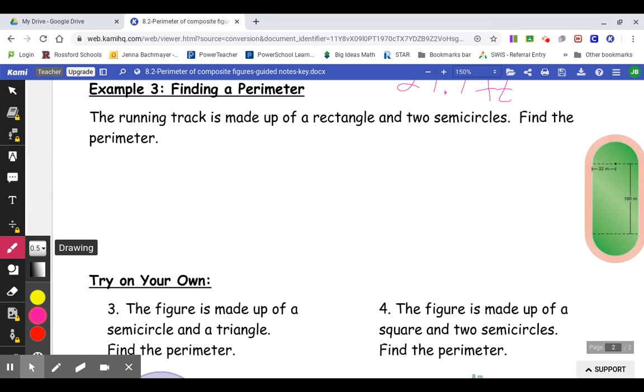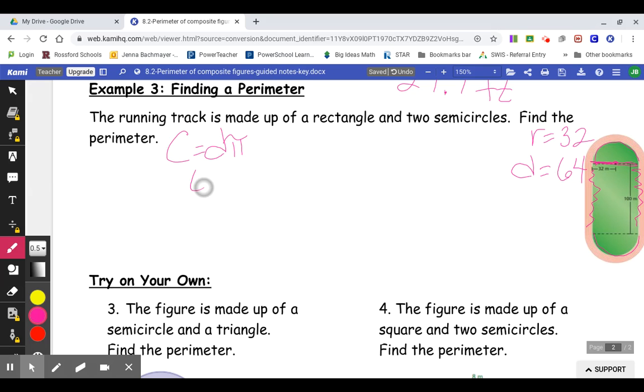So we need to find the perimeter. So again, we're trying to find the circumference of a circle, and then we have the straight edges over here. Okay, remember, circumference is diameter times pi. Diameter is how far across. Well, from the center point to the edge is 32. That's the radius. So our radius is 32, and our diameter is double that. So diameter would equal 64.